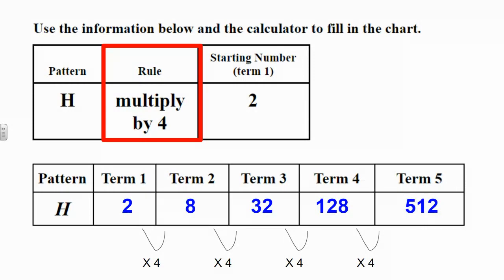So what I would like you to do is the last section of this pattern paper is you completing a table just like this with the information you're given, the rule and the starting number.